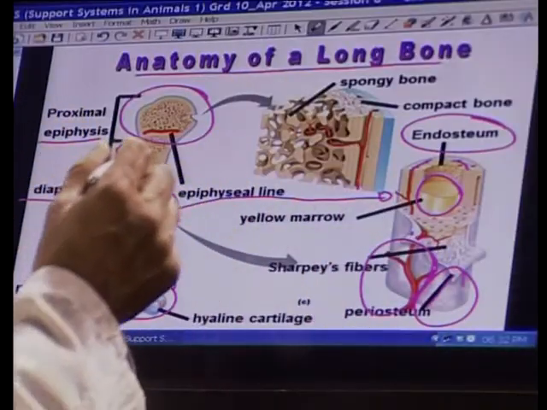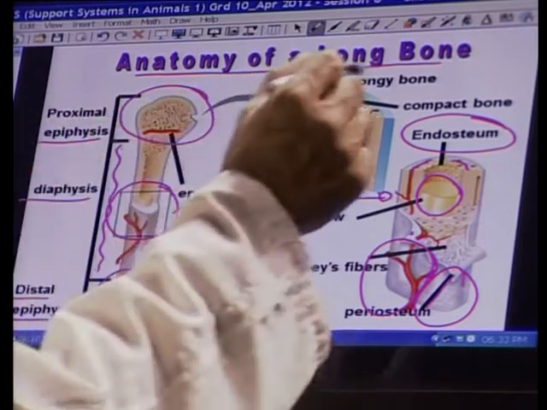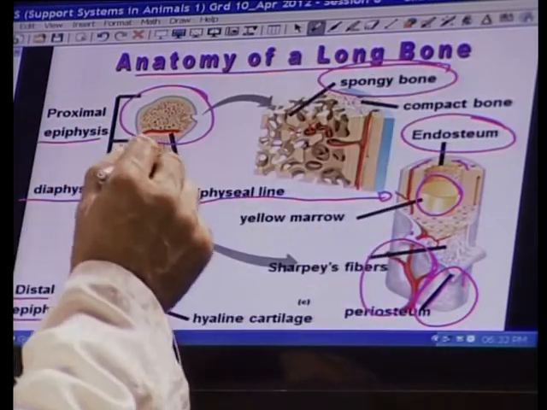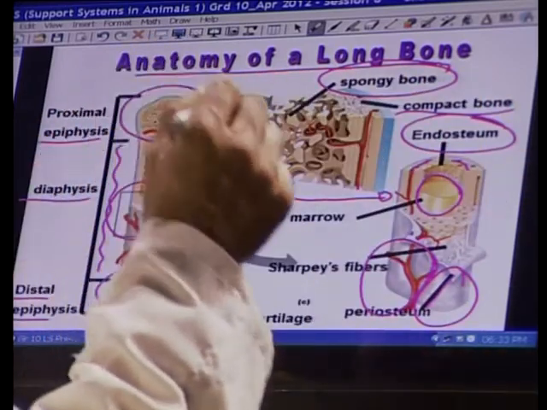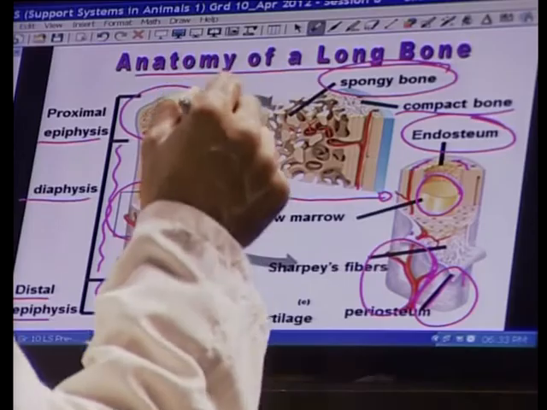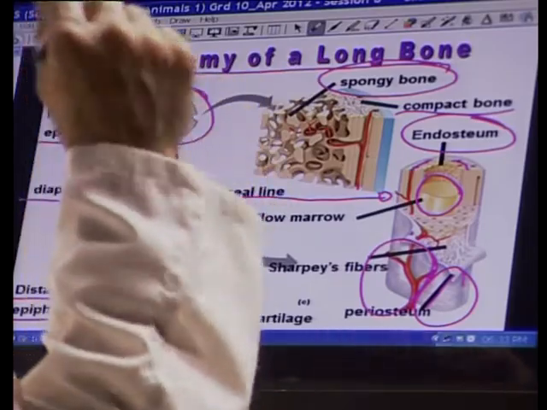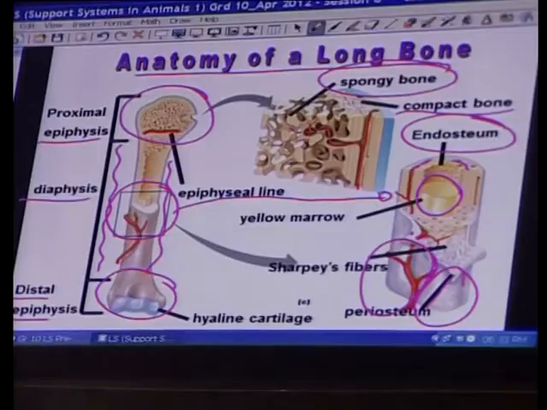Also, on the ends, generally, we have spongy bone, and the shaft is made up of compact bone. We're going to learn more about compact bone and spongy bone when we discuss the second segment of this section. For now, you must be able to draw and label this diagram, or if we give you a diagram in the exam, you must be able to label the different parts. And it's not a difficult diagram to learn.